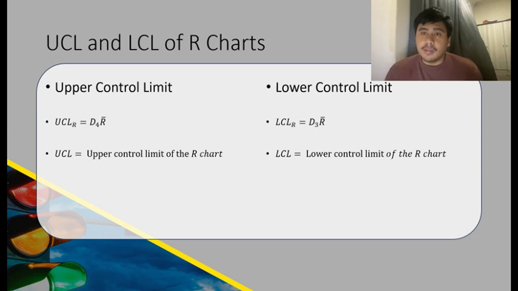For the upper control limit and lower control limit of the R chart, the formula is different. For the upper control limit of the R chart, there is D4 we get from the factors computing table, times the R bar. Meanwhile, for the LCL, lower control limit, we take D3 times R bar.